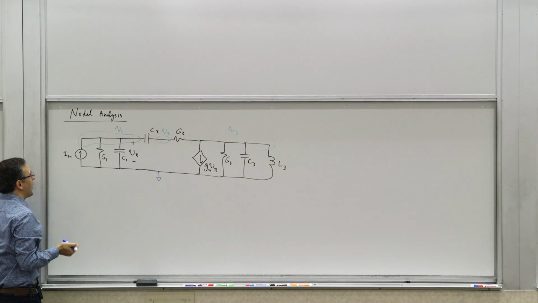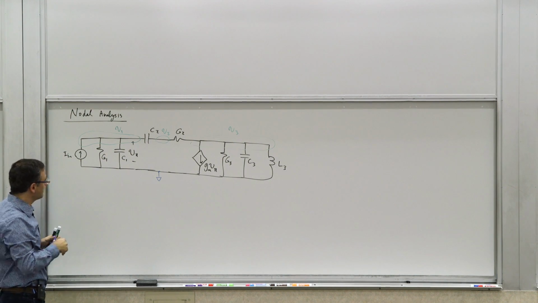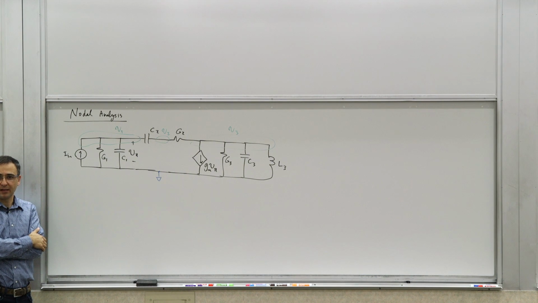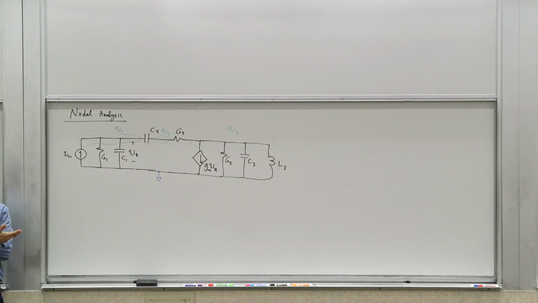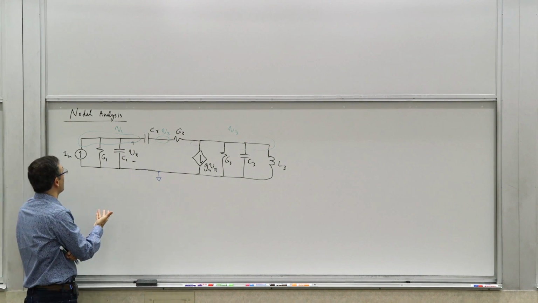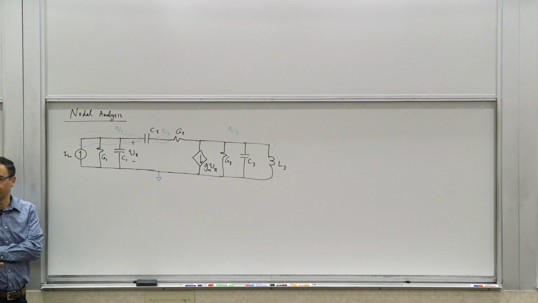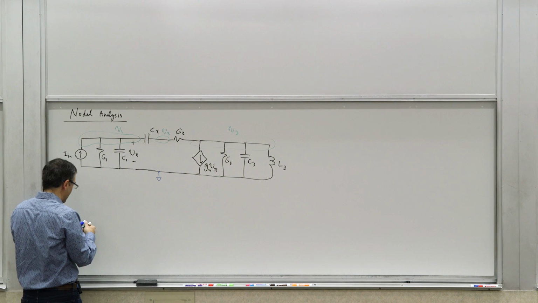Now, if you have something like this, what you see here is that we have only linear elements right now, right? The way we've defined it is linear. And nodal analysis by itself is only applicable to linear circuits. So for example, if you have a small signal model, you can apply the nodal analysis. If you have a large signal model, you cannot apply it in its current form. So we'll talk about that in a second.